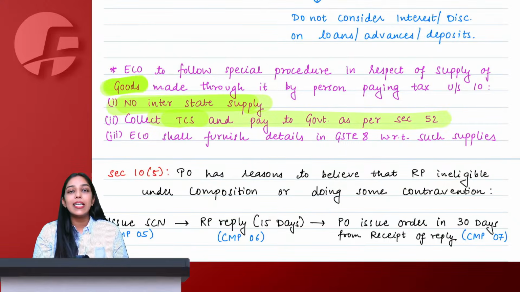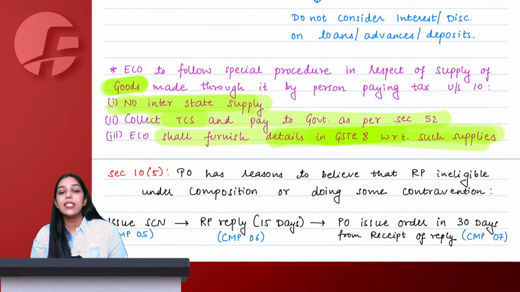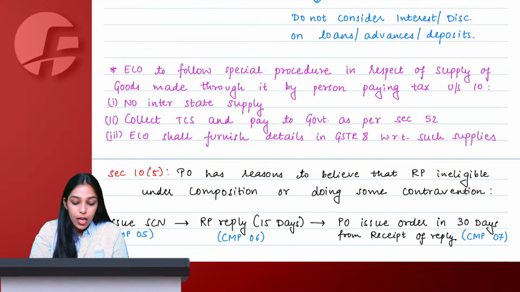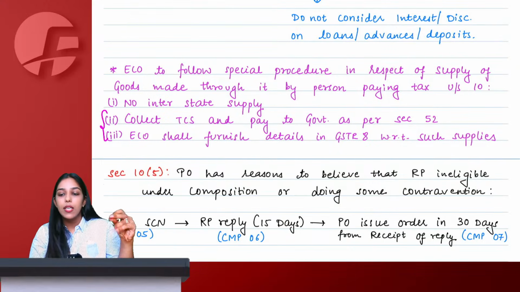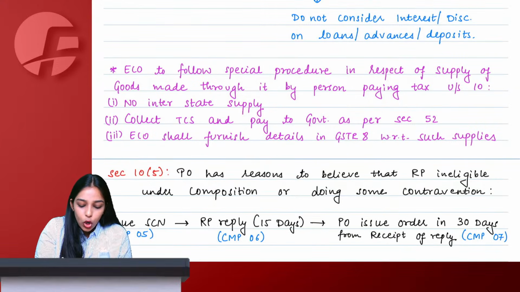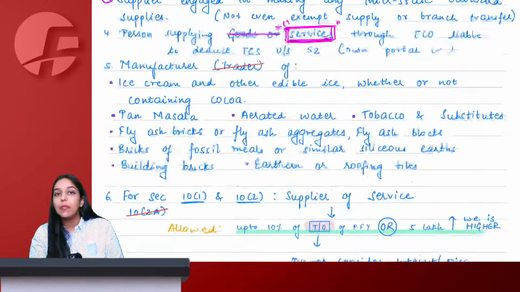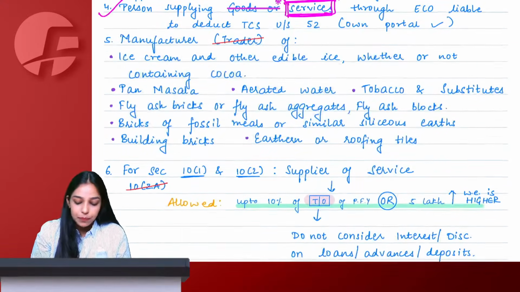Your TCS will be normally collected and paid to the government by the e-commerce operator, and the e-commerce operator will declare all such things in GSTR 8 with respect to such supplies. This is all procedural. What is important is, even if I am listed on an e-commerce operator, still I cannot make interstate supply. Only intrastate supplies are allowed. But being a supplier of services through an e-commerce operator, I cannot opt for the composition scheme.